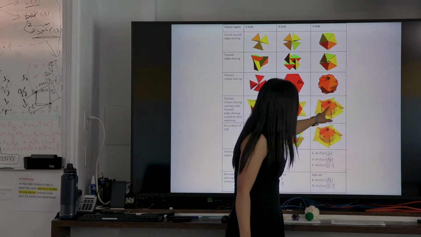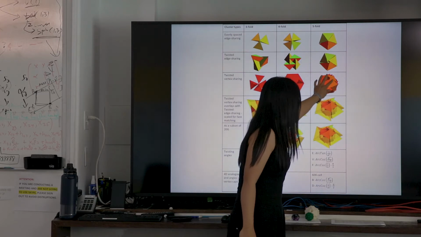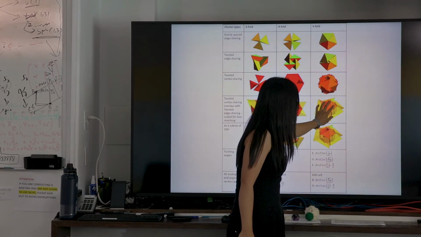So that's the top tetrahedron. This is still 20 tetrahedra.